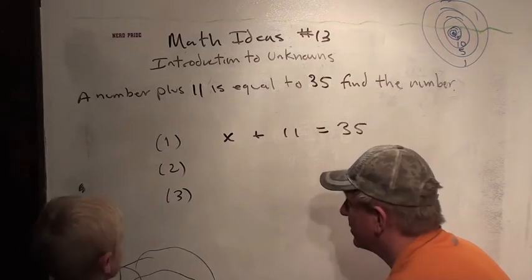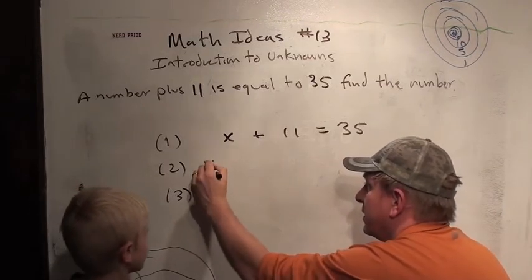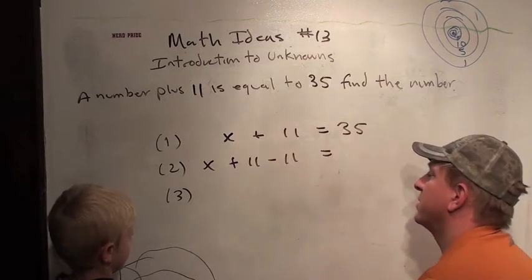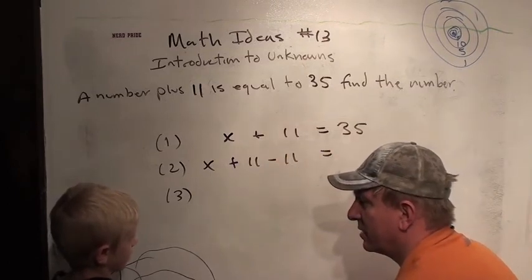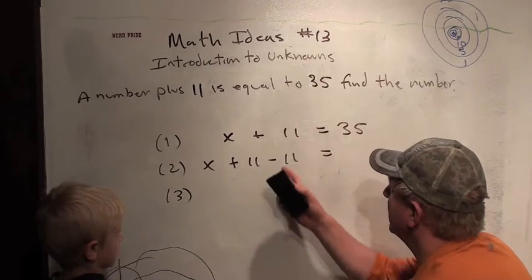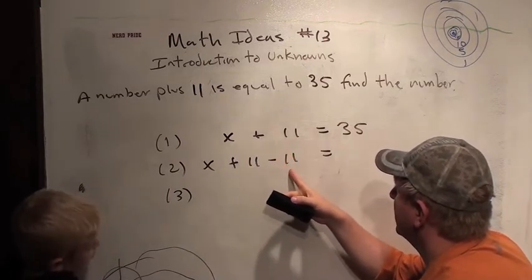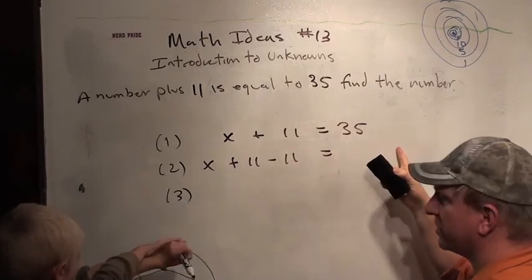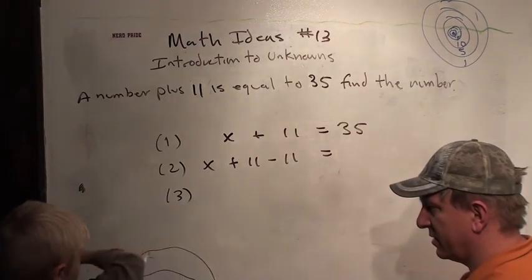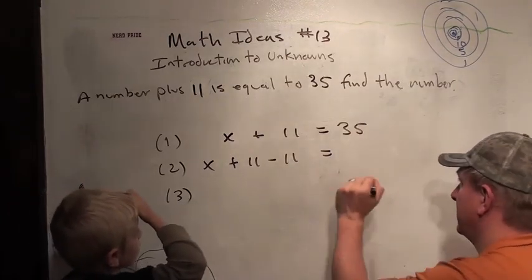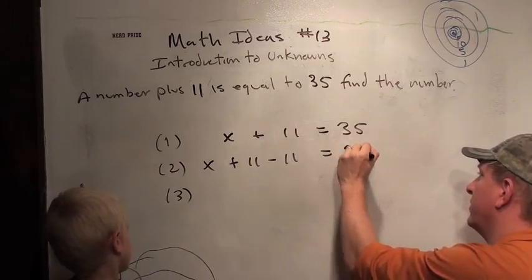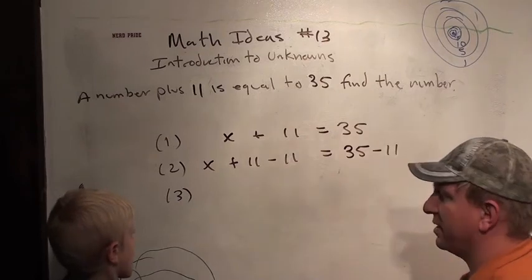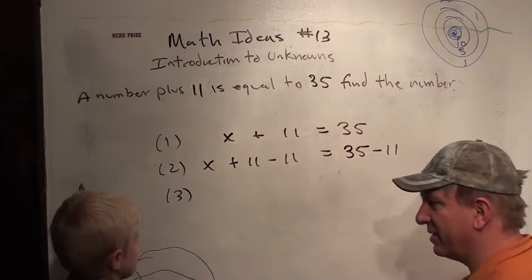We write down x plus 11 minus 11 equals x. Well, we take x plus 11 and we subtract 11. So what do we have to do to this? If we subtract 11 from this side, what do we have to do to this side? We have to subtract 11. Right, so it's equal to 35 minus 11. So x plus 11 minus 11 equals 35 minus 11.